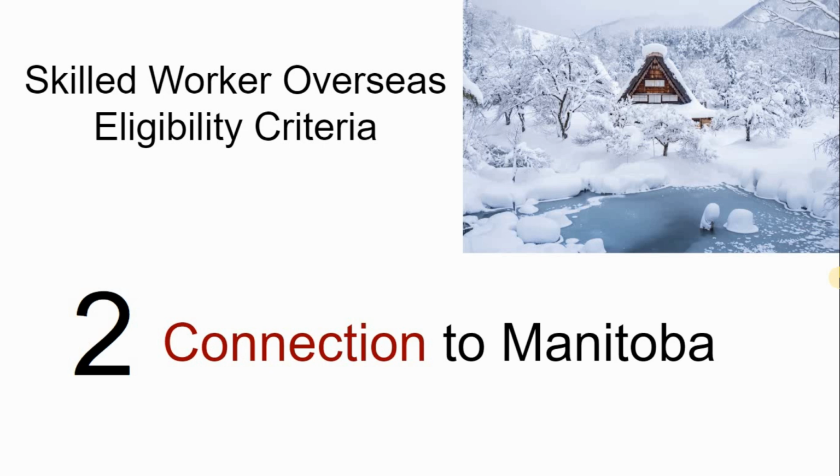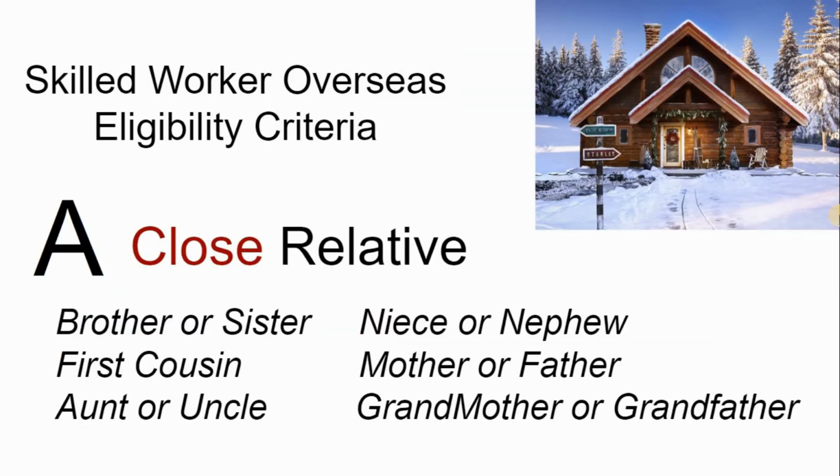Alright, so the second and final criteria for the skilled worker overseas is that you must have established a connection to Manitoba through any of the following. The first one is close relative. By close relative they mean a brother or sister, a niece or nephew, first cousin, a mother or father, an aunt or an uncle, a grandmother or a grandfather, and these folks must be a permanent resident or a citizen of Canada who is economically established and has been residing in Manitoba for at least 1 year.